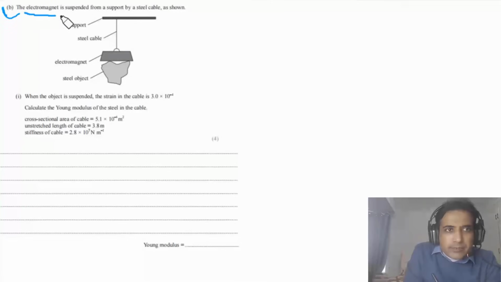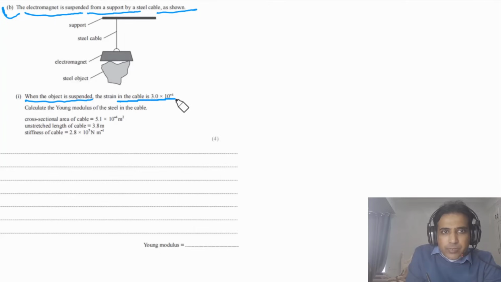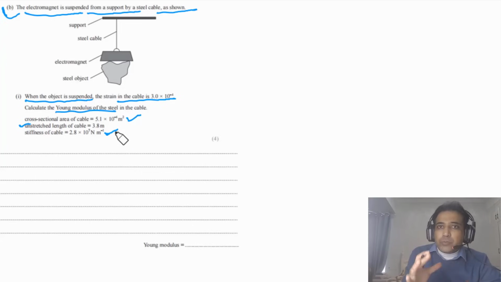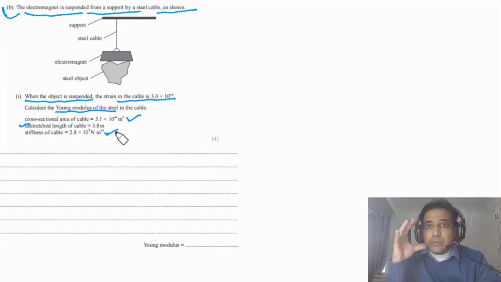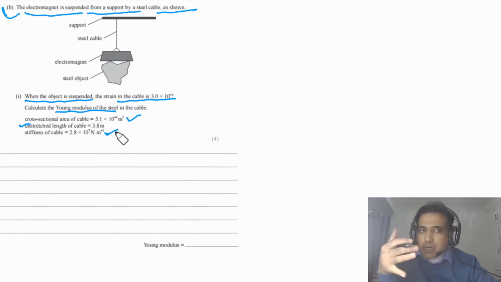Part B says the electromagnet is suspended from a support by a steel cable as shown in the figure. When the object is suspended, the strain in the cable is 3.0 times 10 to the minus 4. Calculate the Young's modulus of the steel in the cable. Cross-sectional area of the cable is given to us. Unstretched length of the cable is given, and stiffness of the cable is given to us. So simply we need to calculate Young's modulus. This question is a little bit tricky one. So how can we start this?